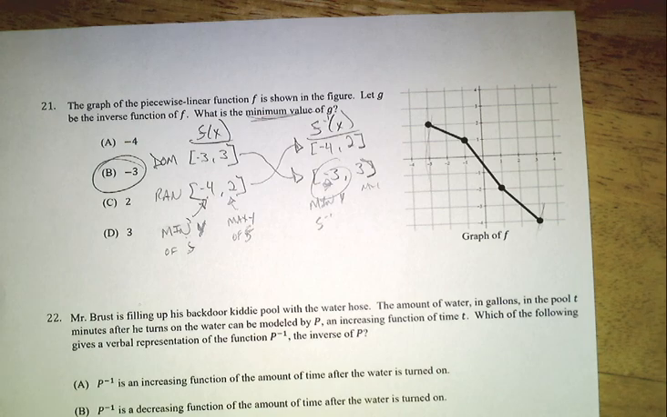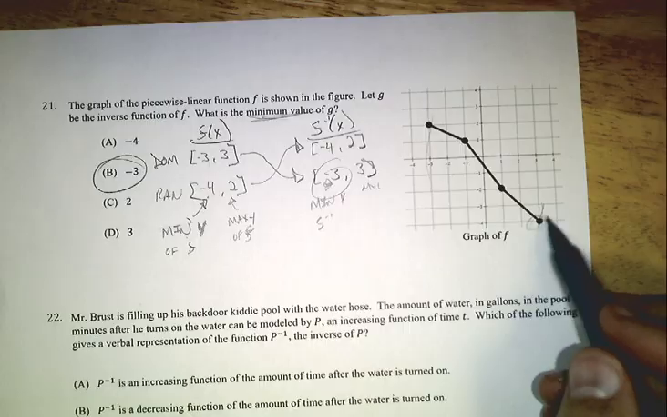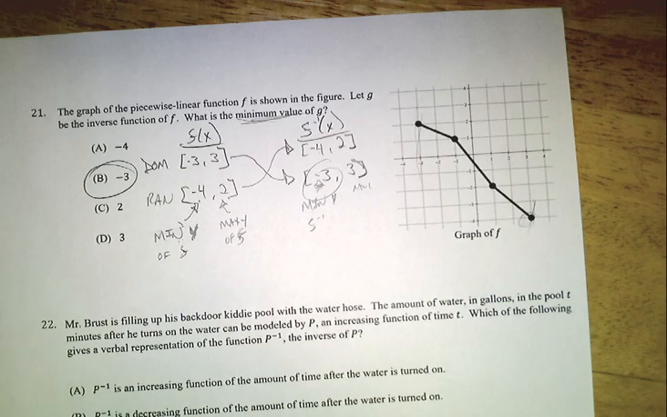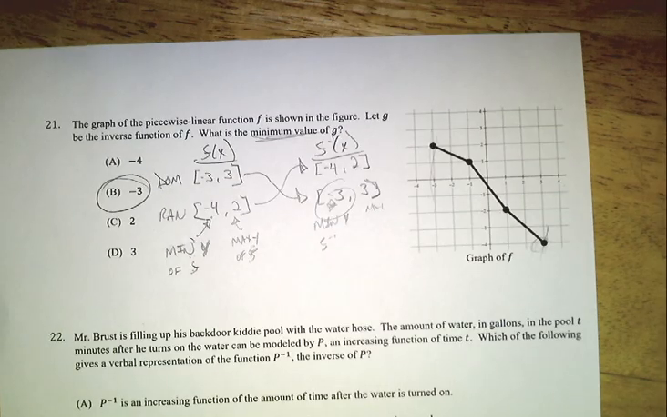A lot of people make the mistake of just, since this is the minimum of f, they'll just swap these two, but it doesn't work like that. The characteristics of the graph don't swap as well, just the x and y. So if something's describing the y, it's now describing the x. Same characteristics, just different letter.